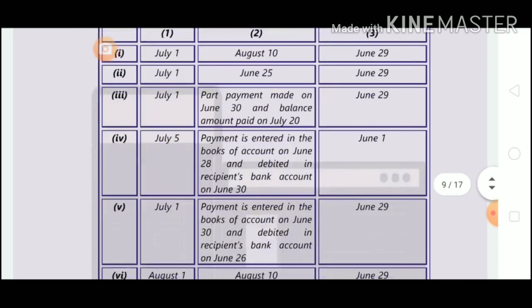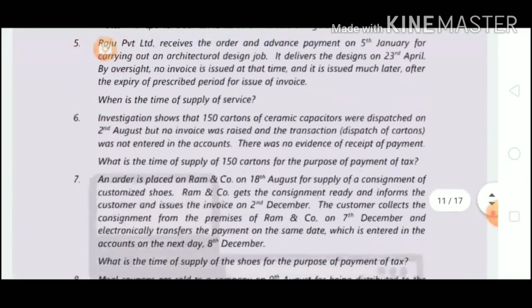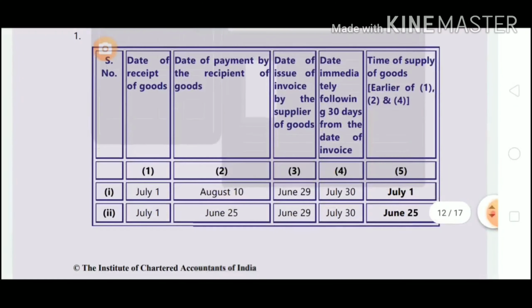Let's see the answer. Sorry, I said June, it's 30th July. So we'll take earlier of 1st July, 10th August and 30th July. Earlier one is July 1. Date of receipt of goods is 1st July, date of issue of invoice is June 29th, and 31st day is July 30. And payment is 10th August. Ignore June 29. We have to take earlier of 1st July, 10th August and July 30, that is 1st July.